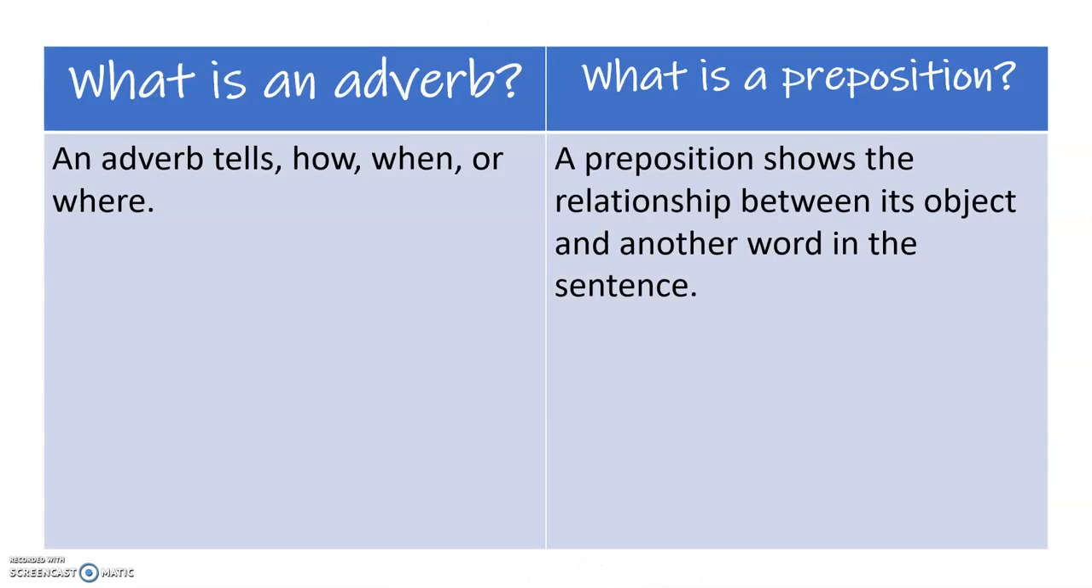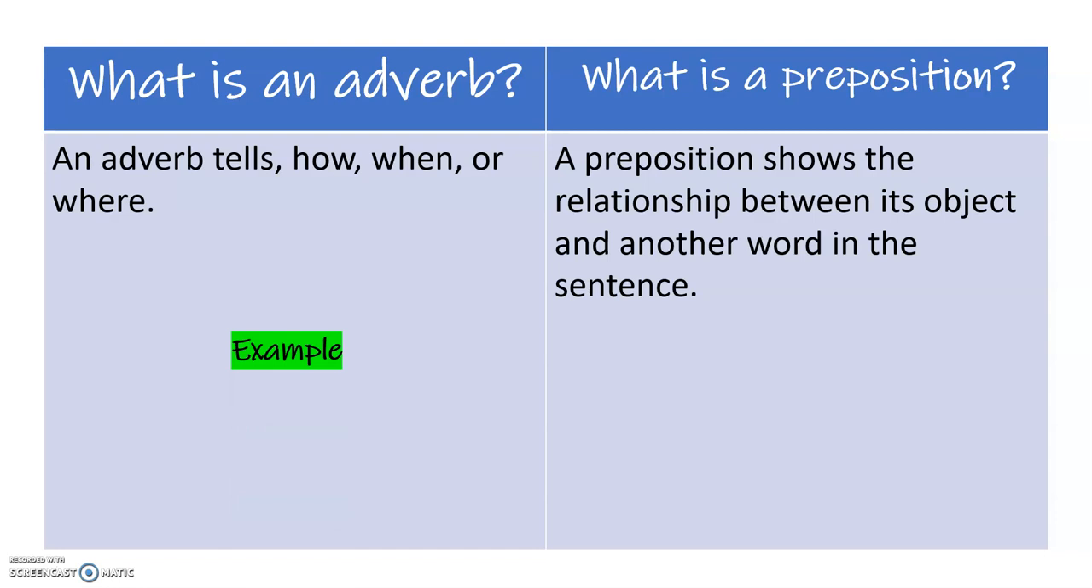So first, let's look at some definitions. An adverb tells how, when, or where. It can also tell why. And a preposition shows the relationship between its object and another word in the sentence. So, let's look at some examples of these.